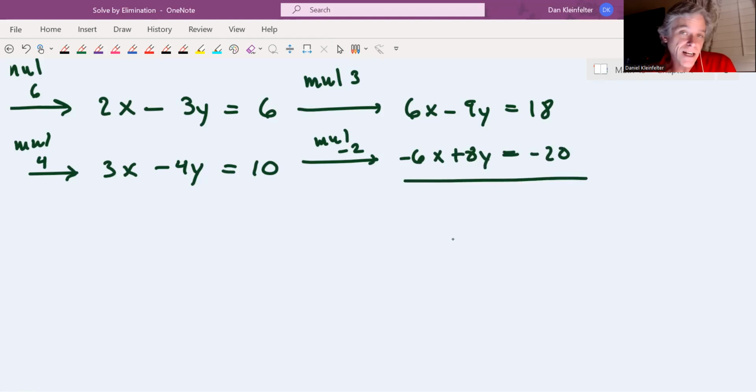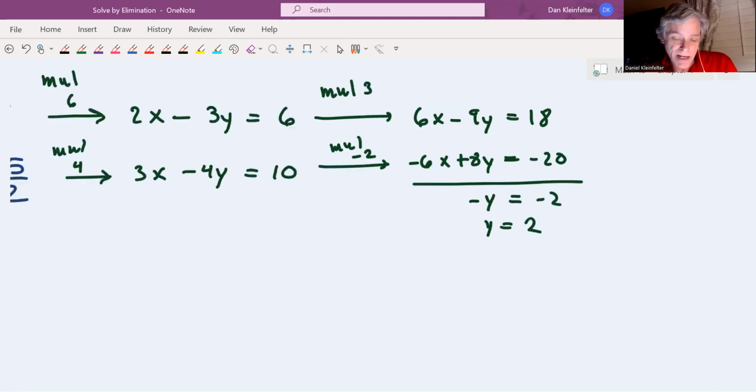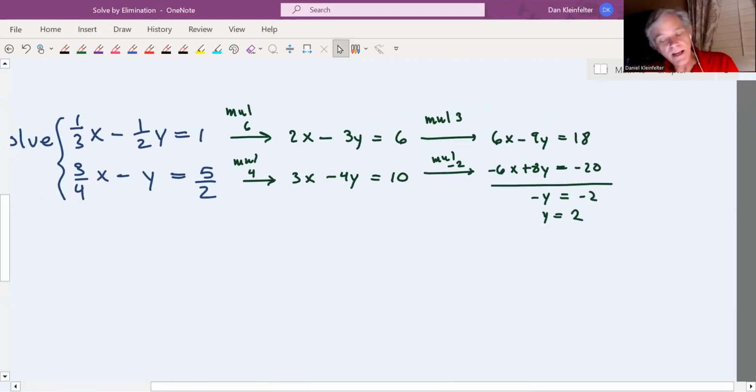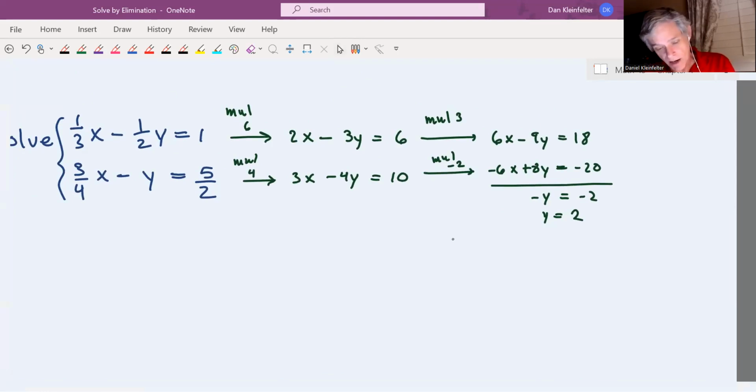Now the coefficients of x are opposites, and so when we add together the equations, the x's will vanish. We have negative 9y plus 8y will give negative 1y, and that's equal to negative 2. That means the y has to be 2. Now that we know y, we can go back to any equation that has both x's and y's to get our value for x. It doesn't matter which we choose.